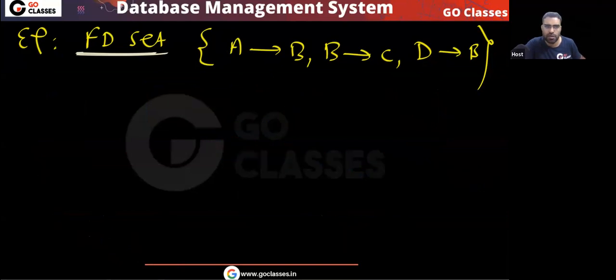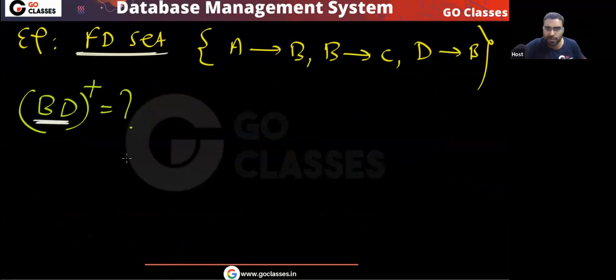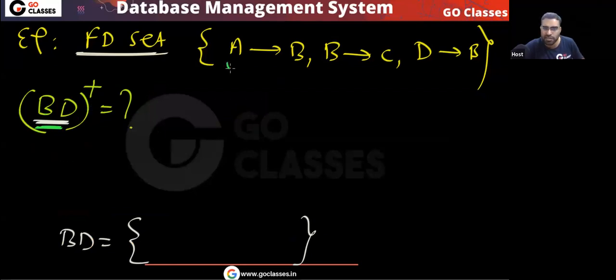Is this understood? In the same question, tell me, what is the closure of BD? What is the BD closure? Now what will BD determine? This pair is searching what we can determine. Now they are together, searching what we can determine together. So what will happen? You can easily see that.